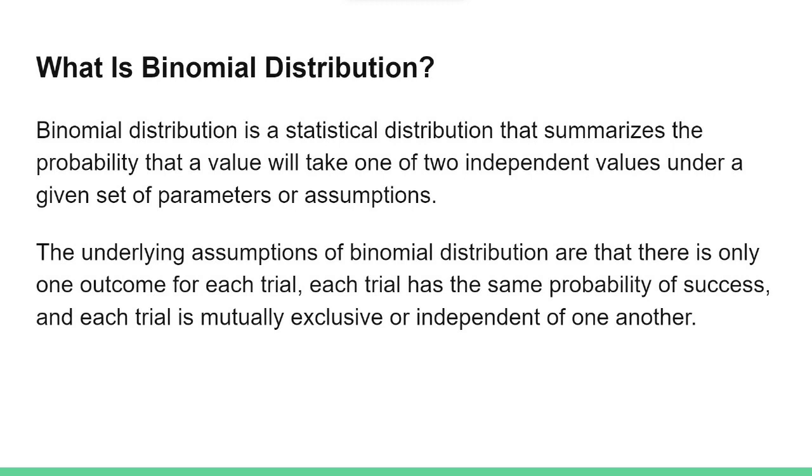The underlying assumptions of binomial distribution are that there is only one outcome of each trial, each trial has the same probability of success, and each trial is mutually exclusive or independent of one another.